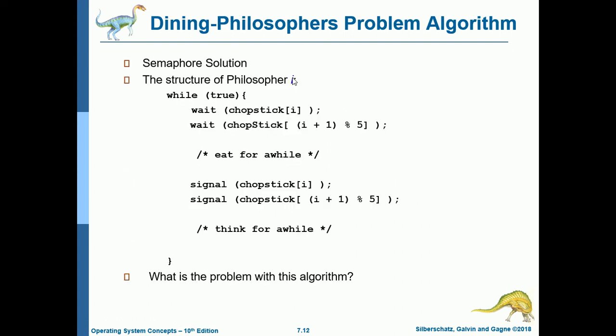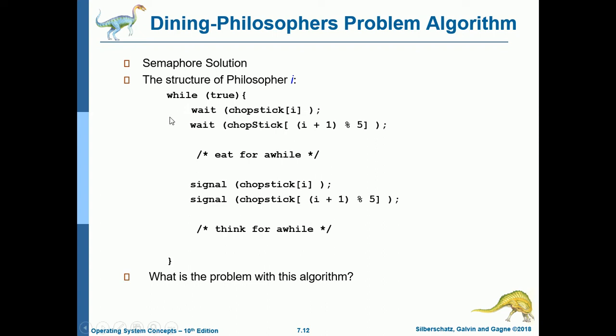So this is the code. It's the semaphore solution for the dining philosophers problem. This is the structure for philosopher i. We have a do-while loop: wait(chopstick[i]), that's the first chopstick, and wait(chopstick[(i+1) % 5]), this is the other chopstick.